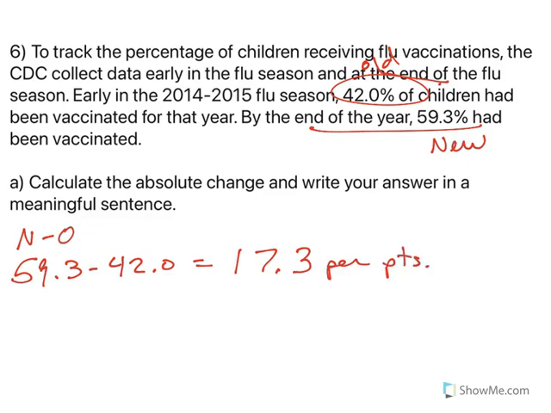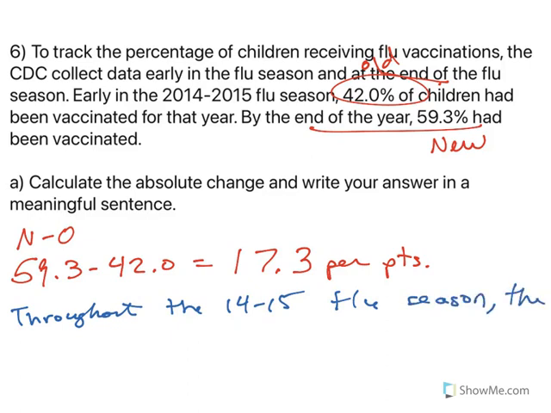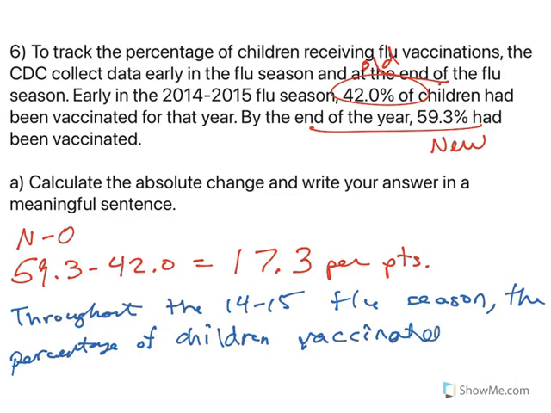So what is the meaningful sentence? Throughout the 14-15 flu season, the percentage of children vaccinated increased 17.3 percentage points. Remember that absolute change is like numbers, so percentage points, not percent. If we talk about a 17% increase, that's relative change. So when you're talking about this, we want to talk about percentage points.